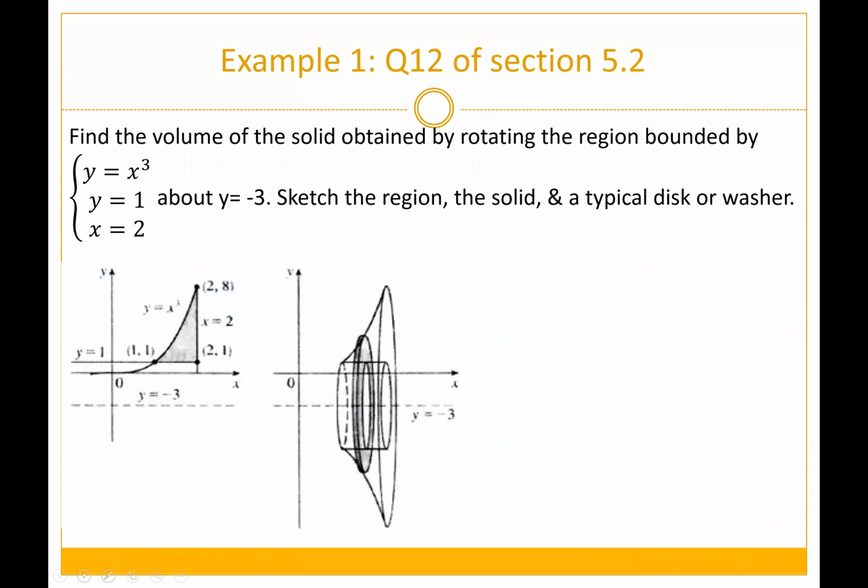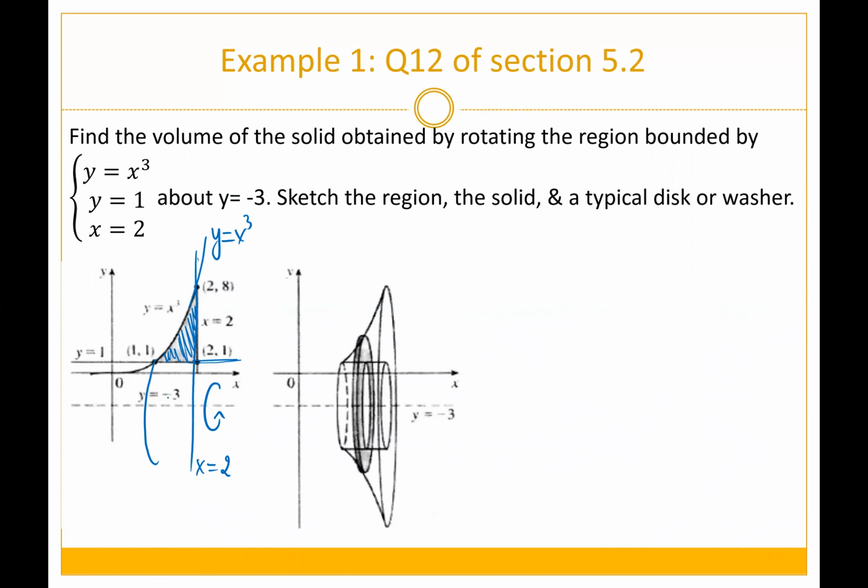Find the volume of the solid obtained by rotating the region bounded by y equals x cubed, y equals 1, and x equals 2. So y equals x cubed is here, y equals 1 is here, and x equals 2 is here. Basically it's this region, and you rotate it about the line y equals -3. So rotate this thing around this line.